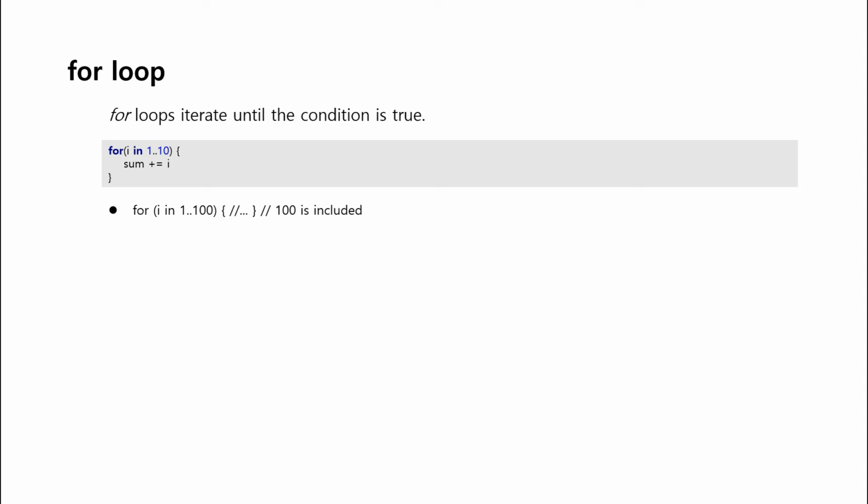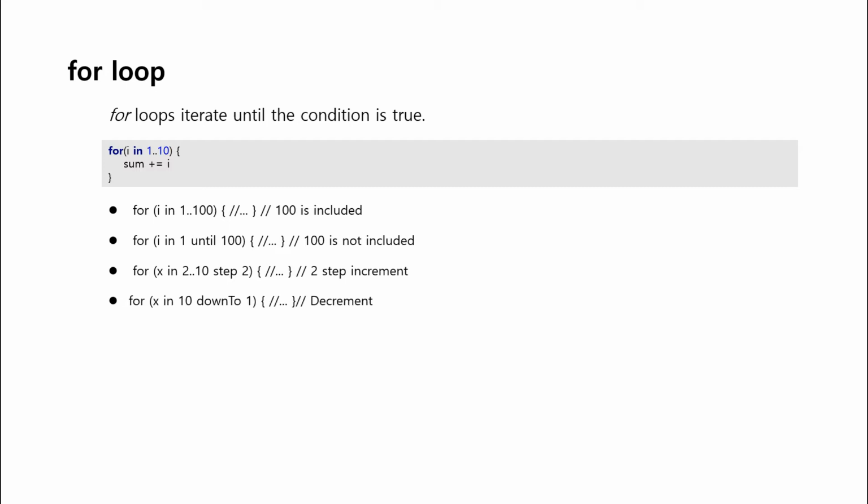The next is until. This iterates from 1 to 99; 100 is not included. The next is the step keyword. This iterates from 2 to 10 by increasing 2 steps, like 2, 4, 6, 8, and 10. The next is the downTo keyword. In this case, the loop decreases the x number from 10 to 1.